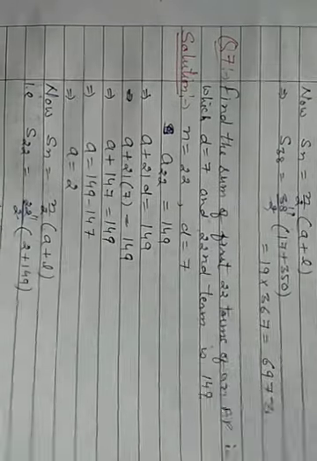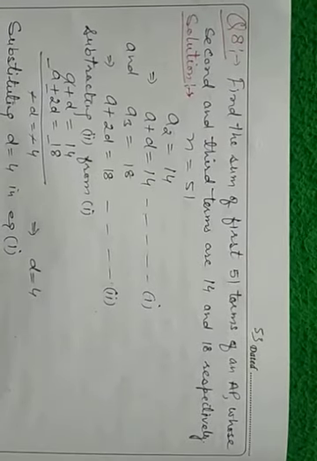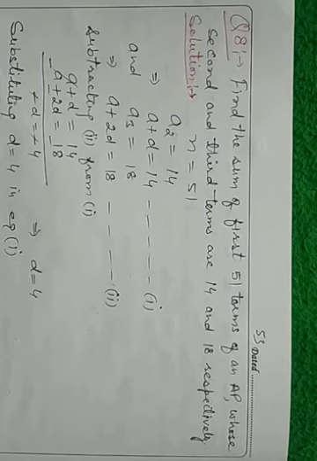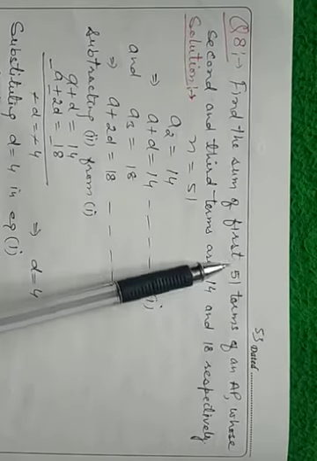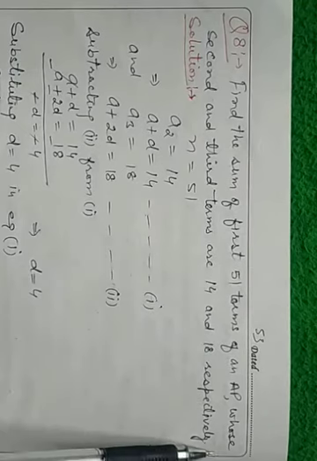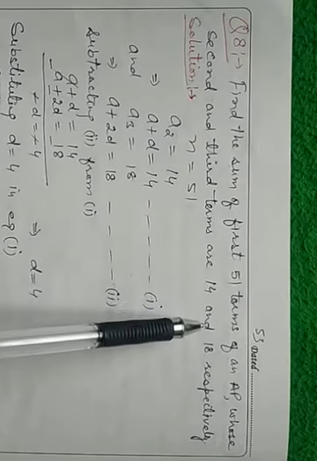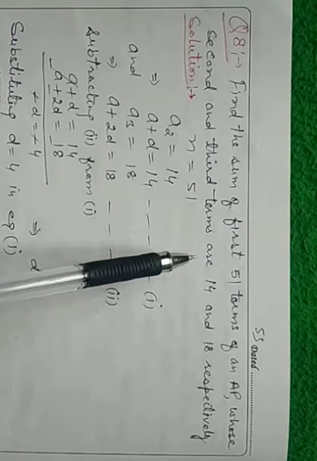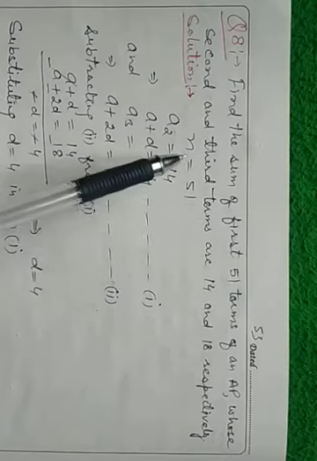Question number 7 was this. Now come to question number 8. Find the sum of first 51 terms. Again, first 51 terms means you know N, the number of terms, of an AP whose second and third term are respectively 14 and 18. You have to find the sum of 51 terms. N is 51.